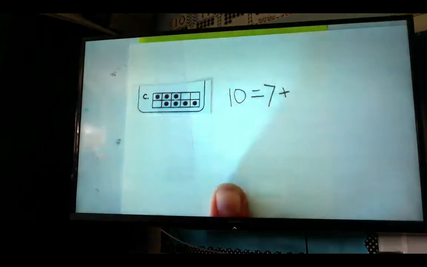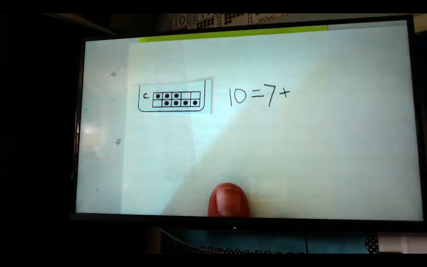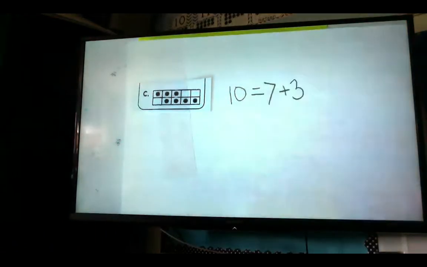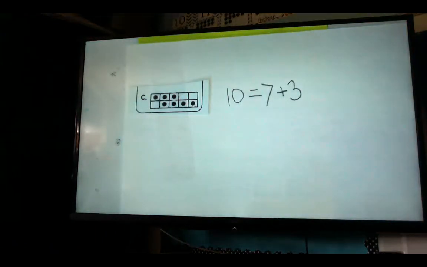Did you guys think during your private think time how many we have left to make 10? Let's count and find out. 1, 2, 3. We need 3 more to make 10. So 7 plus 3 equals 10. If you got that right, give yourself a pat on the back.